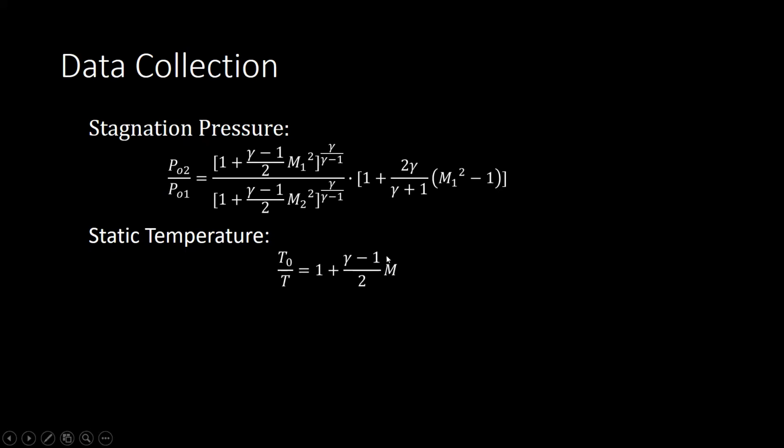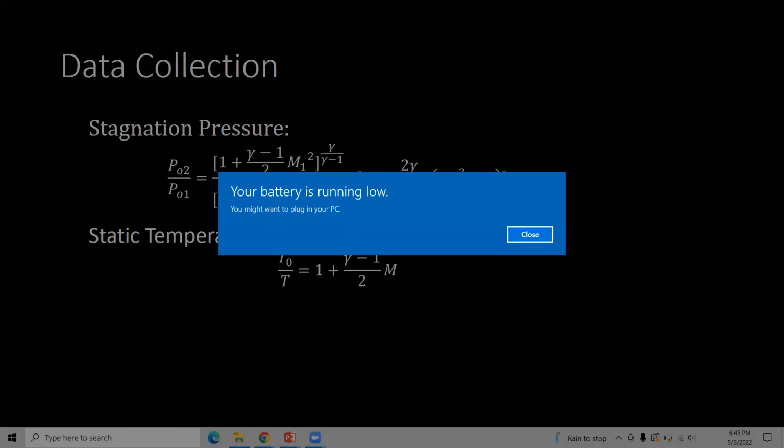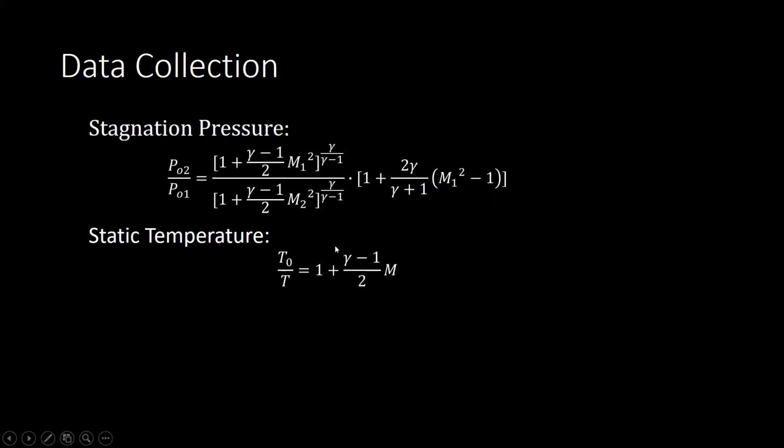So you can plug in your free stream Mach number, and you can get back your static temperature in the test section. Now, once you know all these parameters, you can pretty much calculate any fluid property you want. You can test for your density, your temperature, velocity, any of that stuff. You basically have all that.